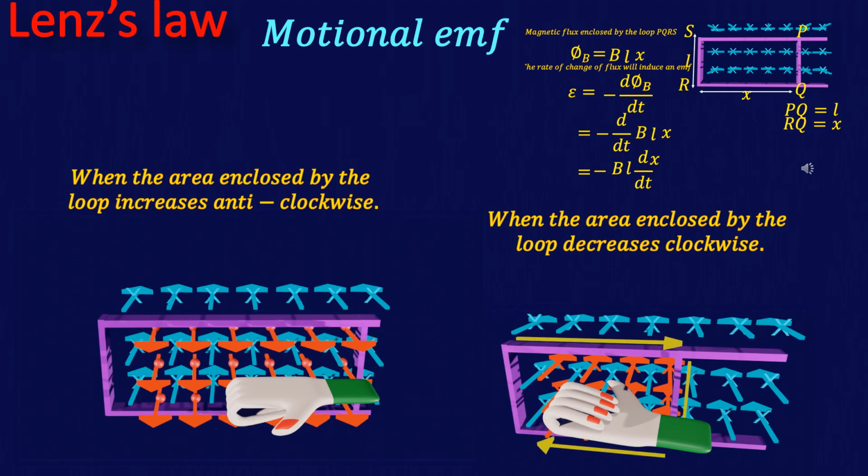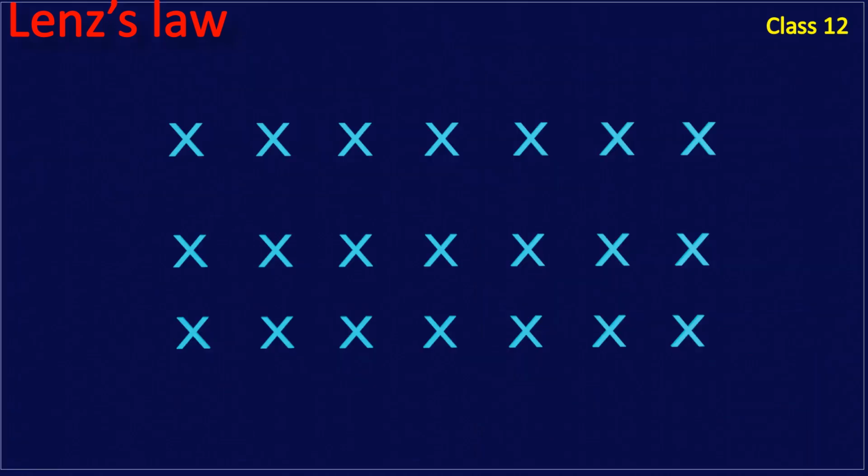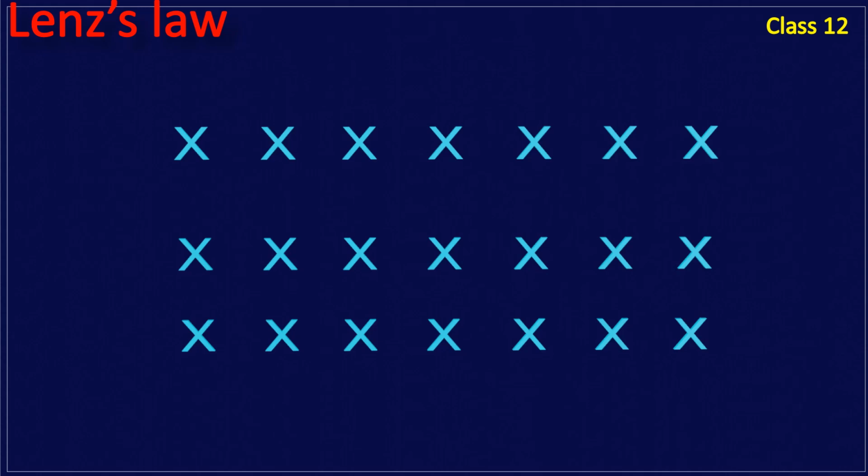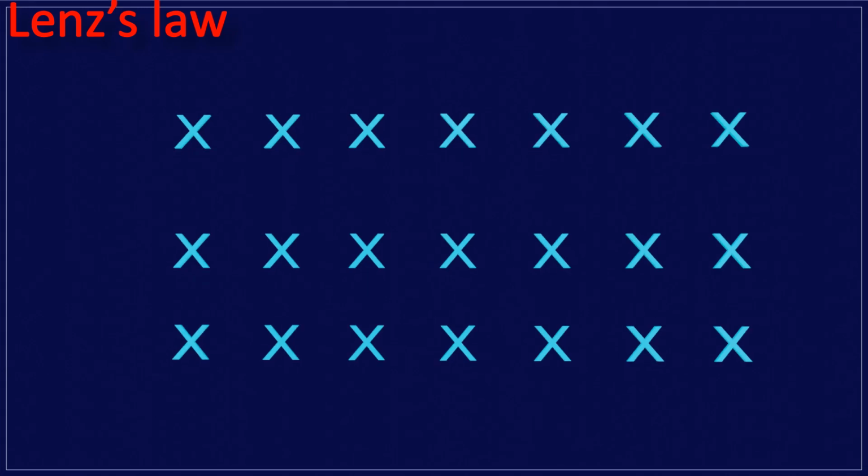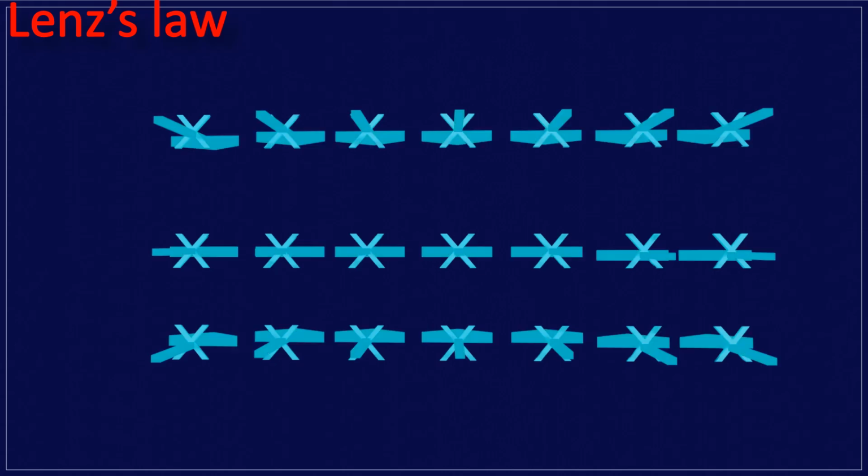In this video, we are going to see the experiment and derivation part of motional electromotive force. First, we see the experiment part. Let us consider this uniform magnetic field. These field lines are represented by crosses as shown in the page. Its field lines are perpendicular to the plane of the paper and pointing inwards.